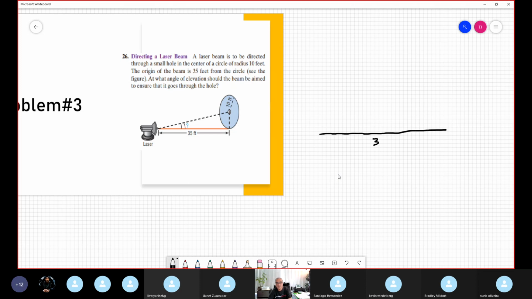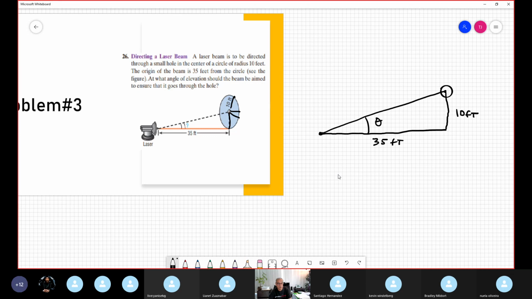So I do a rough sketch to understand my word problem. 35 feet. This is the laser. Start here, to this. Boom. This is the famous hole. And that distance is a radius. Maybe this distance is given in that direction to confuse you, but this is the radius. This is 10 feet also. And this is the angle that I need to find. Let me call it theta.